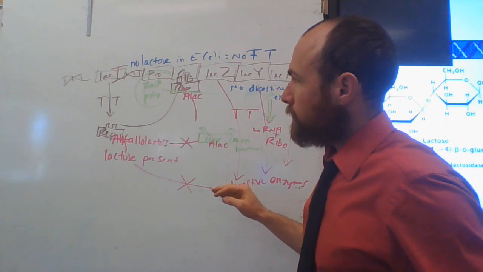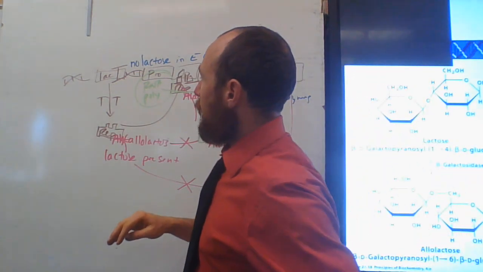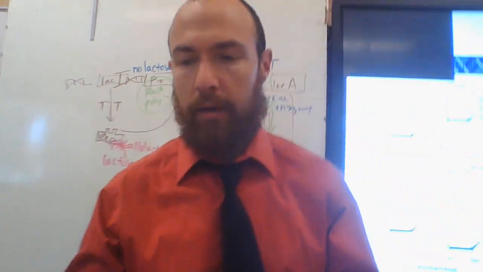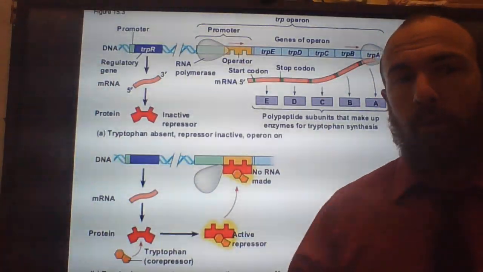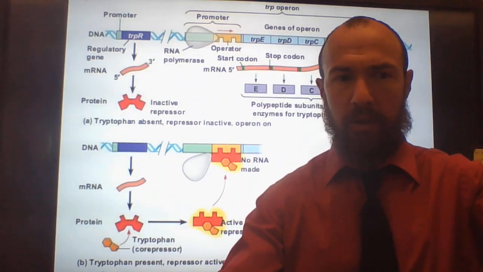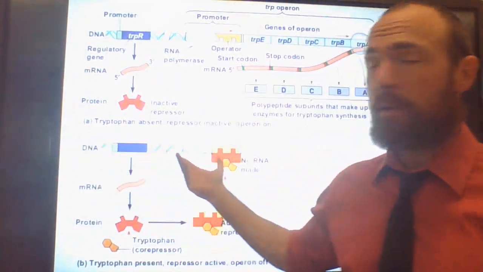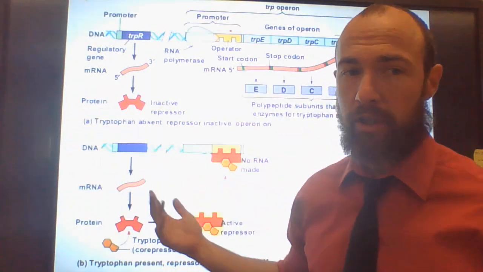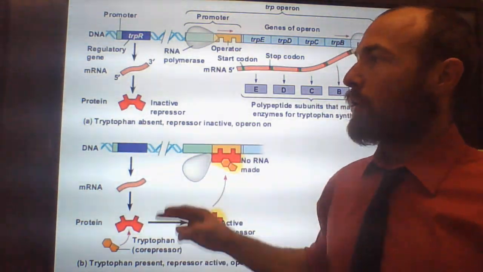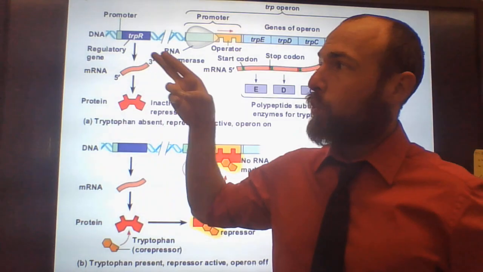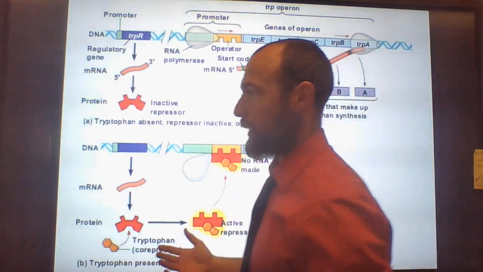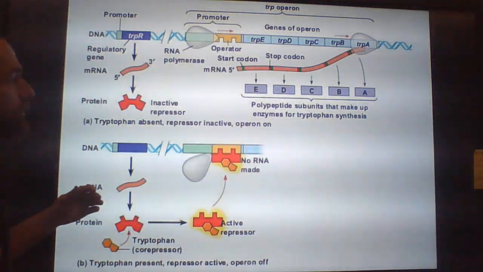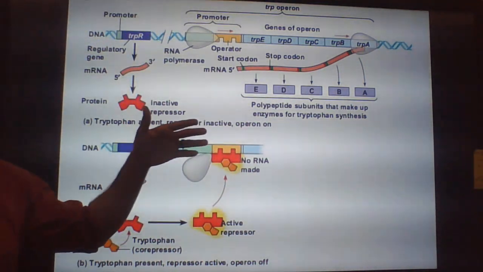Now, the other operon that is important to know is the trp operon, which is unbelievably similar. I'm not even going to spend much time on it, because once you know the lac operon, you can just say the trp operon is the opposite. So with the lac operon, we don't want to be digesting lactose if it's not there. But with the trp operon, we do want to be making tryptophan.